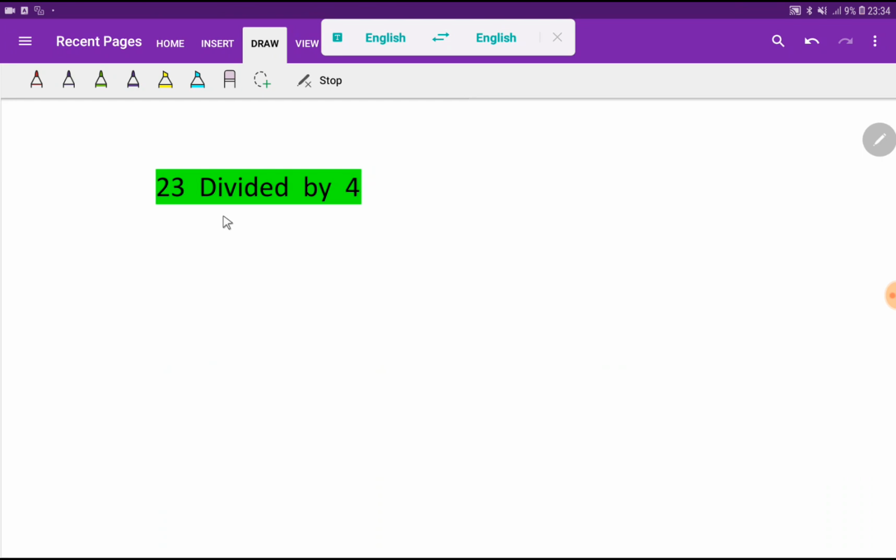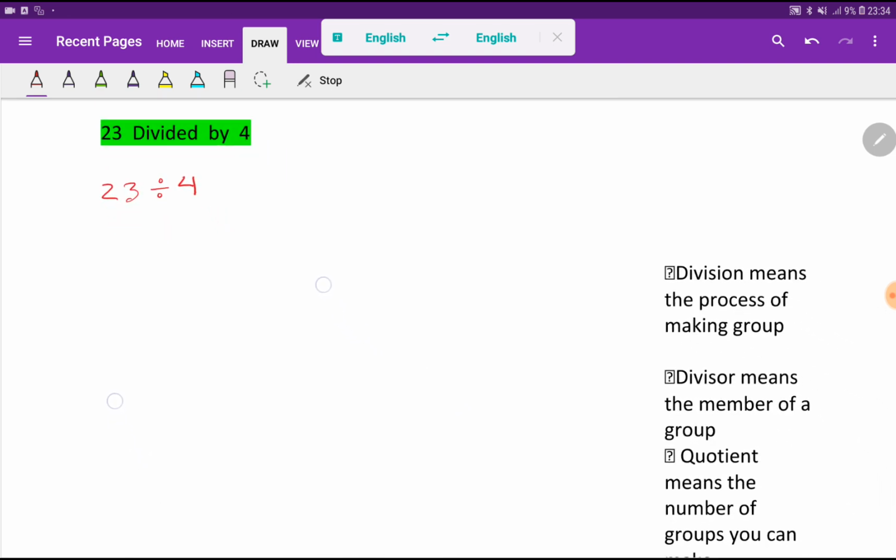Today we are going to divide 23 by 4, that is 23 divided by 4. Okay, if I use the sign, then I have to write it like this: 23 ÷ 4, right? Okay, let me say something to you. What do you mean by this division?